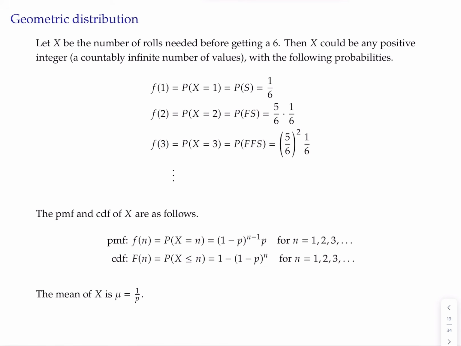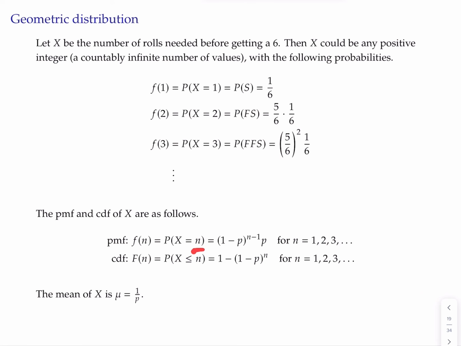Now, what if x is equal to 3? That means our sequence was failure, failure, success. And the probability of that sequence occurring is 1 minus p times 1 minus p times p, so 5 over 6 quantity squared times 1 over 6. Hopefully by now you can see the pattern. For every additional trial it takes to get the first success, we just pre-multiply this expression by 1 minus p. So that leads to the following PMF for the geometric distribution.